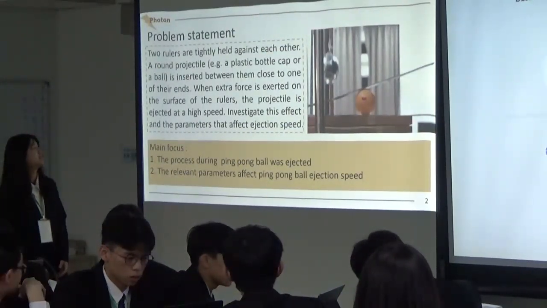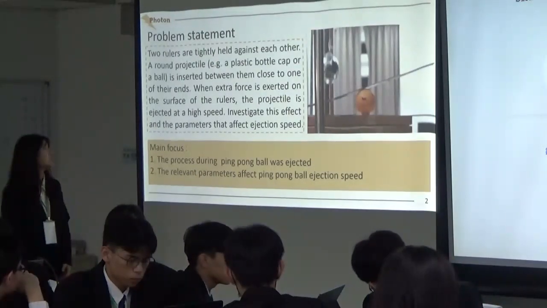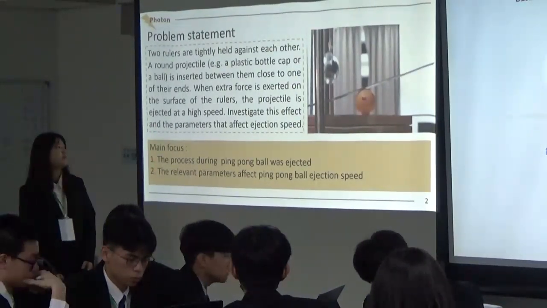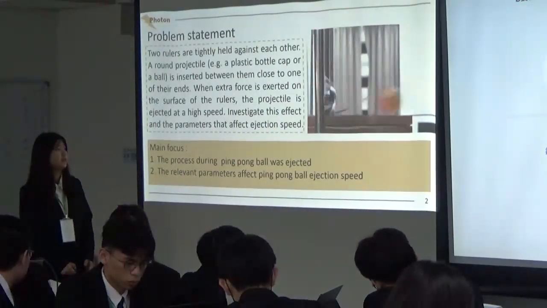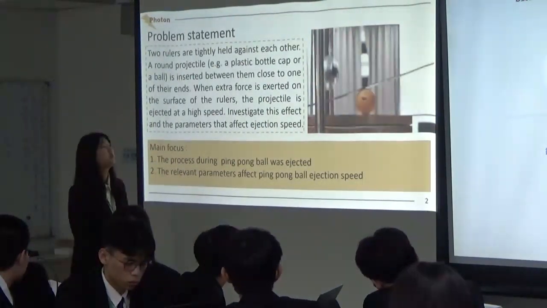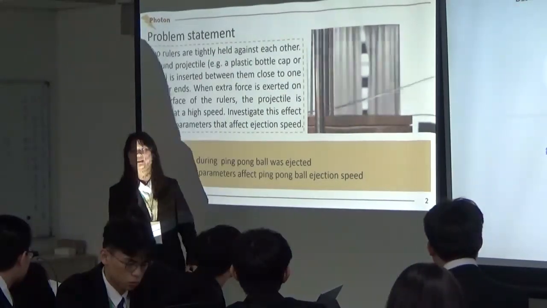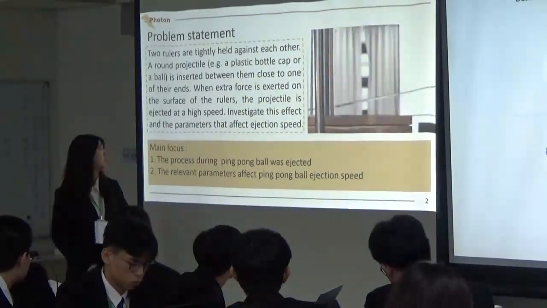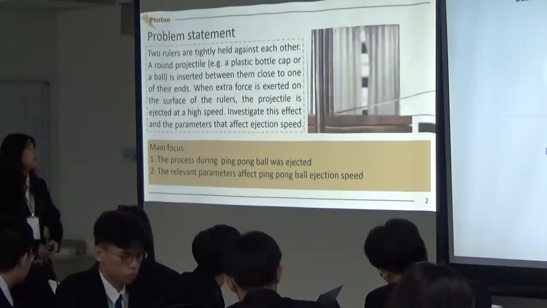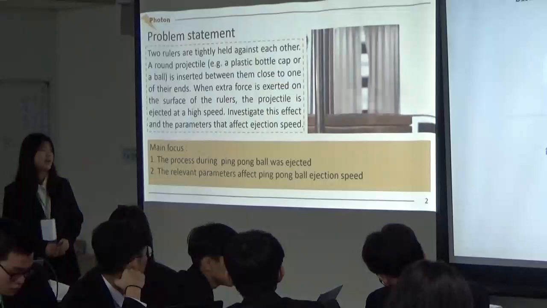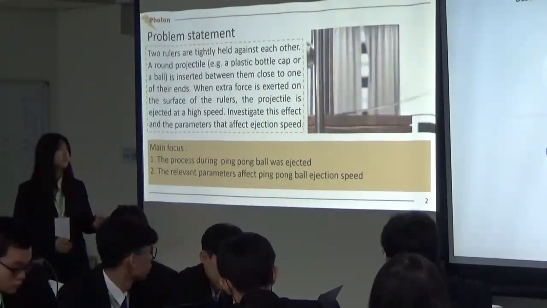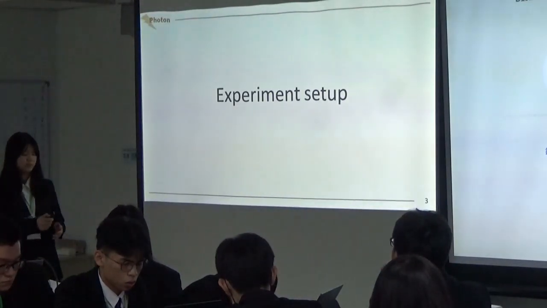When extra force is exerted on the surface of the computer, the projectile is ejected at a high speed. Investigate this effect and the parameters that affect the ejection speed. This is the process during which the ping pong ball was ejected, and the relevant parameters that affect the ping pong ball ejection speed. And there is our experiment setup.